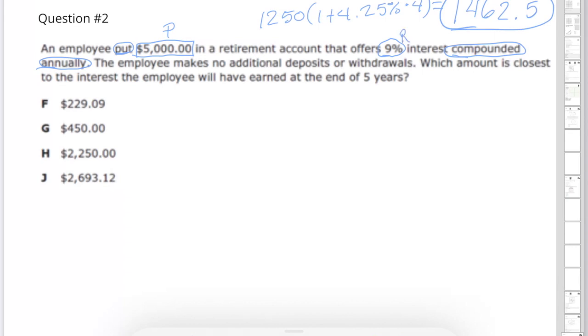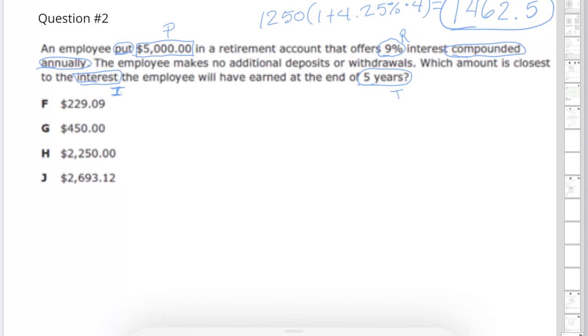It says he makes no additional deposits or withdrawals, and then which amount is closest to the interest the employee will have earned at the end of 5 years. So I know 5 years is going to be my time, but let's go back to interest. I know interest when I write out T pair, interest is my I. When I'm looking for interest, I'm trying to figure out how much money did they either gain from this or how much extra money do they have to pay back if it was for a loan. But in this case, he's putting it in an account, so this means he's gaining money. So we want to know how much extra money this employee is going to gain after the 5 years.